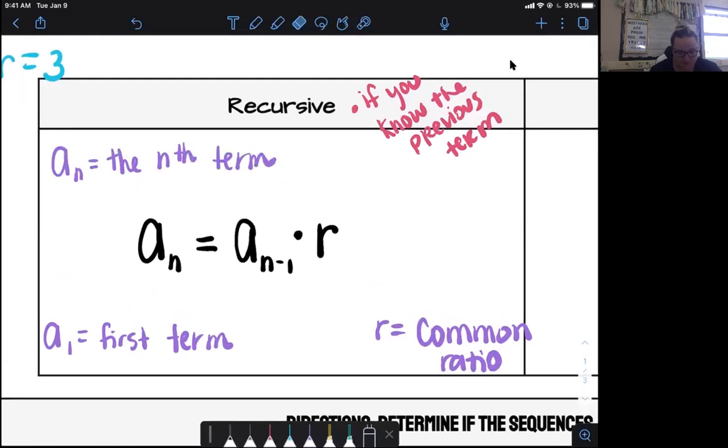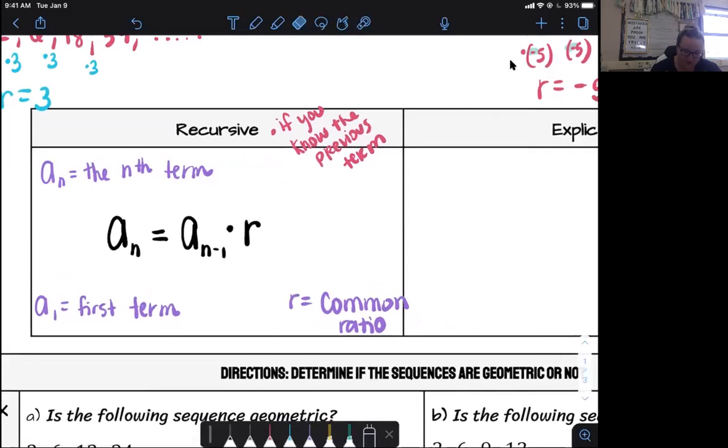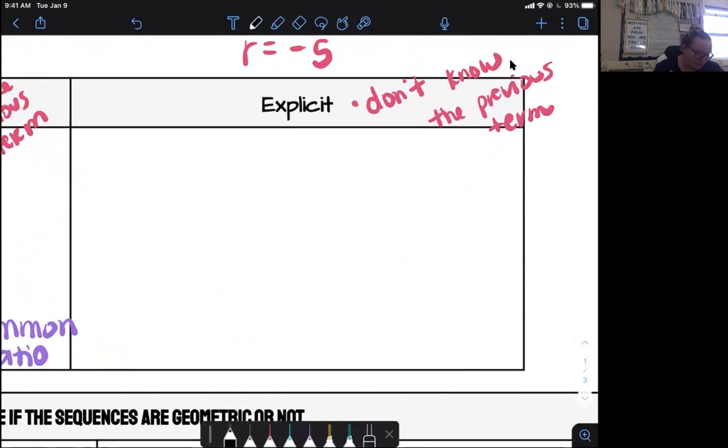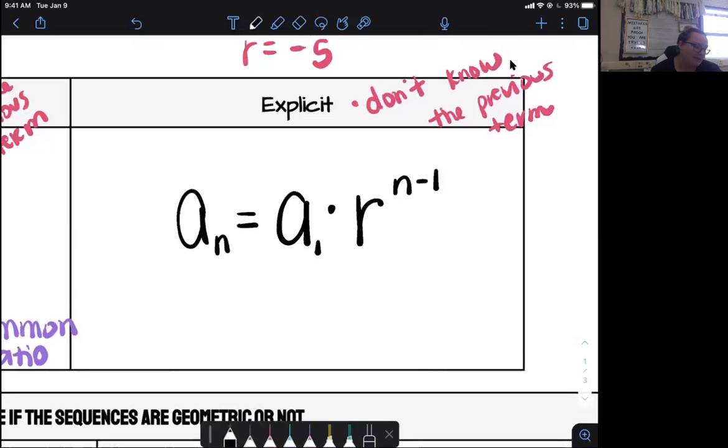Okay. So if you know the previous term, so if you know A sub n minus 1, which is the term before the nth term, you use your recursive formula. If you don't, then you're going to use the explicit formula. And the explicit formula is your new term, A sub n, is equal to the first term times R to the n minus 1 power. Again, R is your common ratio, A sub 1 is your first term, n is the number of the term that you're looking for.